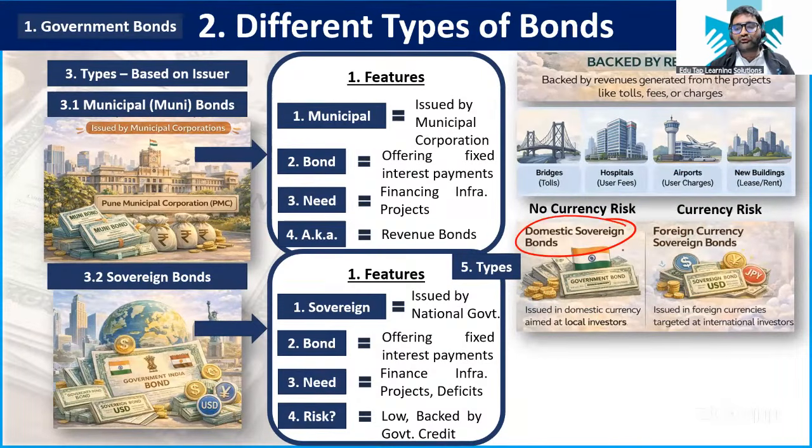The first one is called the domestic sovereign bond. It is a bond which is issued within a particular country. Like in India, if you issue the bond in rupees, that is called domestic sovereign bond. It is mainly targeted towards the Indian investors. Indians will only buy that one. So that is called the domestic sovereign bond.